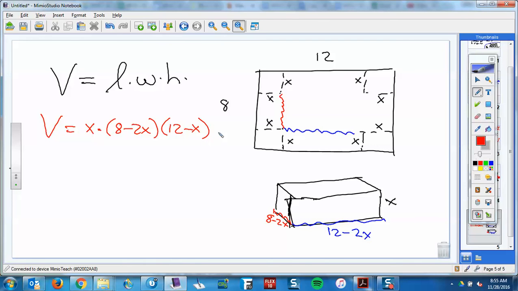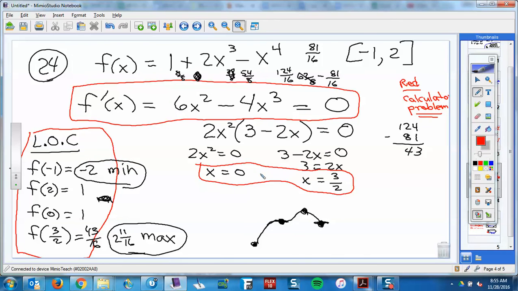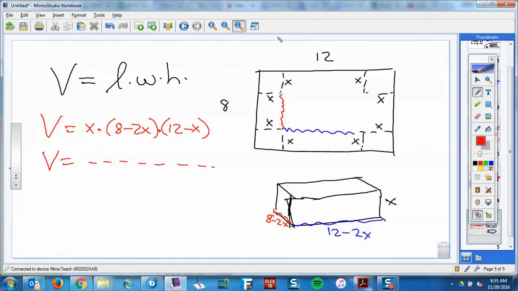Okay, now I could go ahead and FOIL that out, right? I would get a polynomial, and now that would be exactly the same as this problem right here. And then I would have some endpoints too. What's the littlest that x could be? 0. Then you wouldn't have anything cut out. You'd have no volume. That's easy. So that's clearly not a max. What's the biggest x could be?